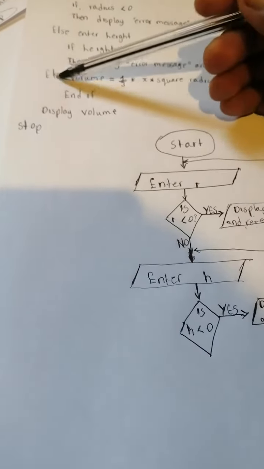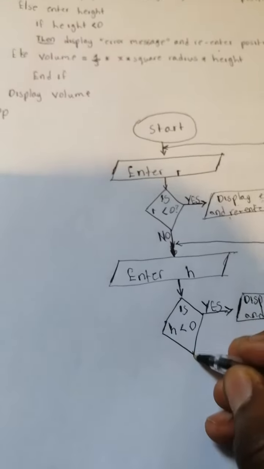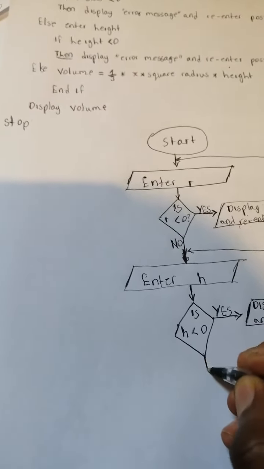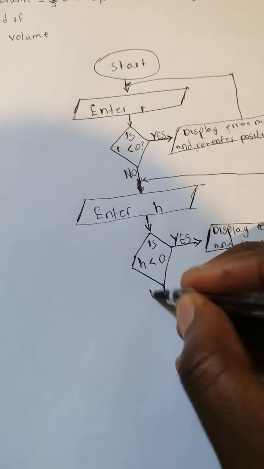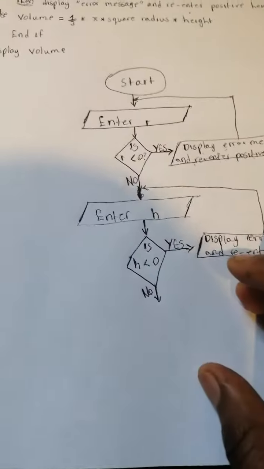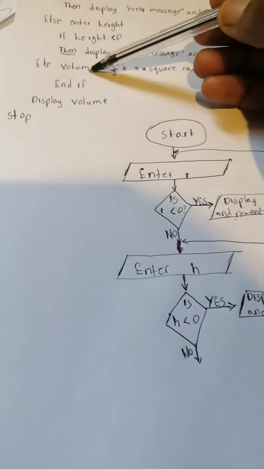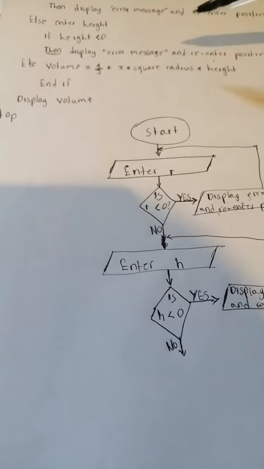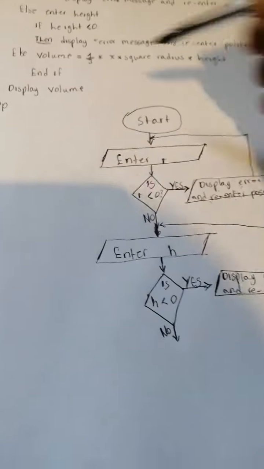So notice that it says else. So else, whenever you see else, you're going to draw an arrow like that, and then beside that arrow, we're going to say no, like that. So after writing that, notice here again we have volume is equal to 1/3 times pi times whatever stuff is here.